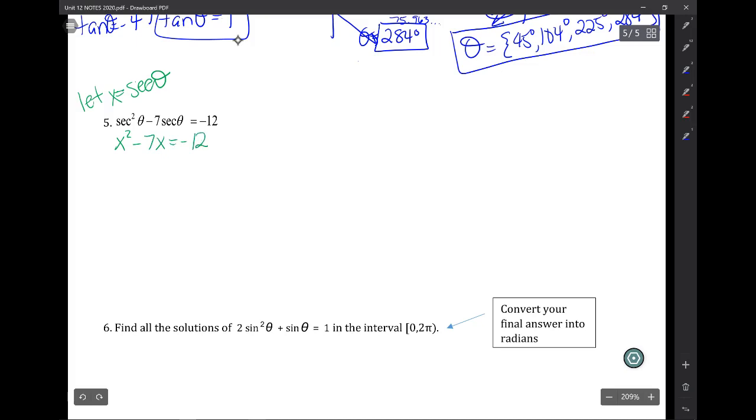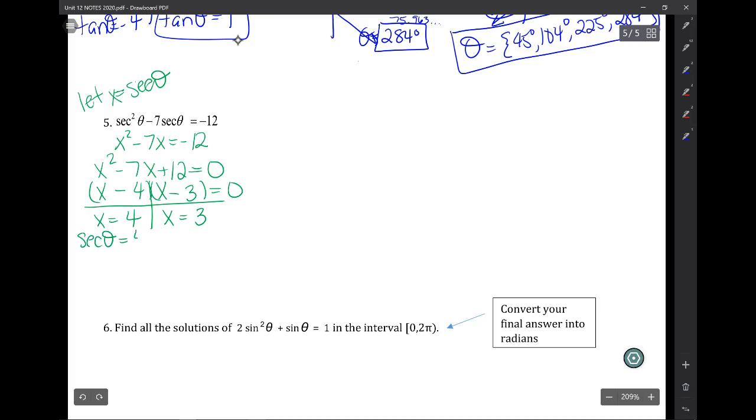Very similar to the last one. Let's get it equal to 0. We're going to factor by AM method. What multiplies to 12 but adds to 7 would be 4 times 3, but a negative 7 is both negative. So when I t-chart, I get x equals 4, x equals 3, and then go back and replace: secant theta equals 4 and secant theta equals 3.